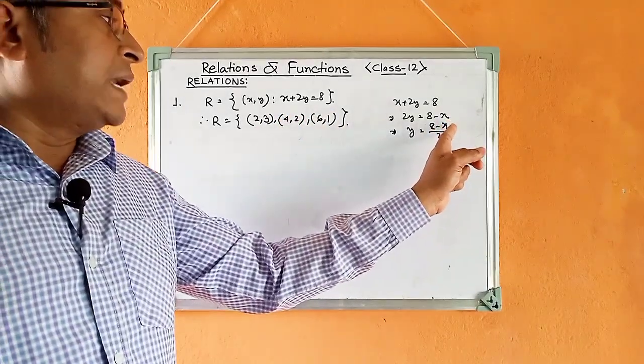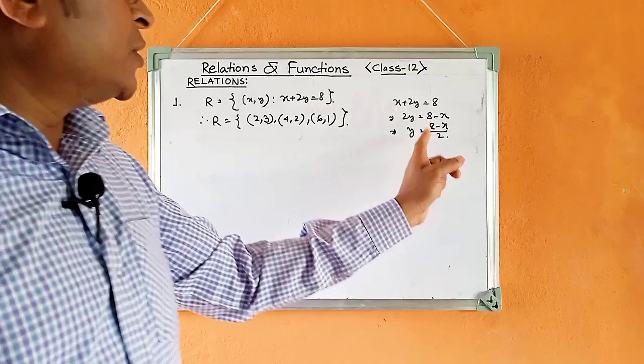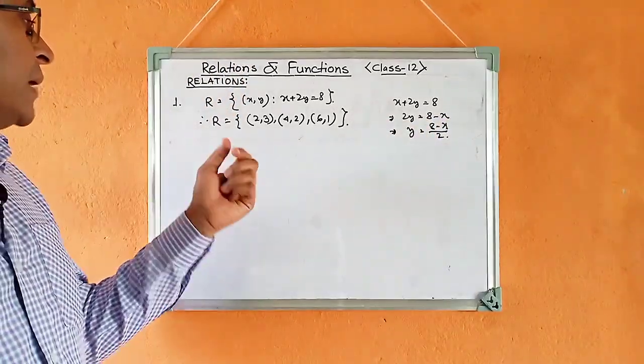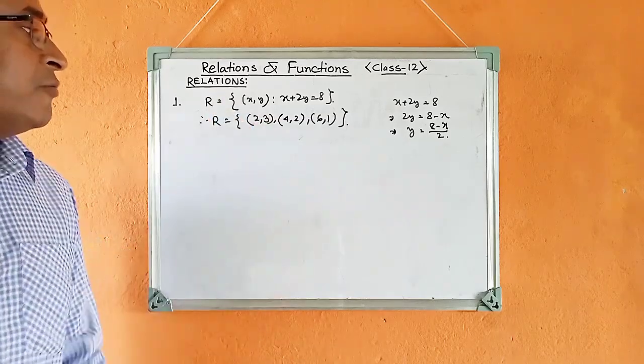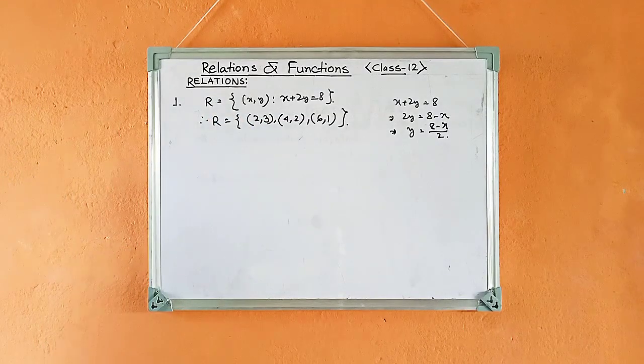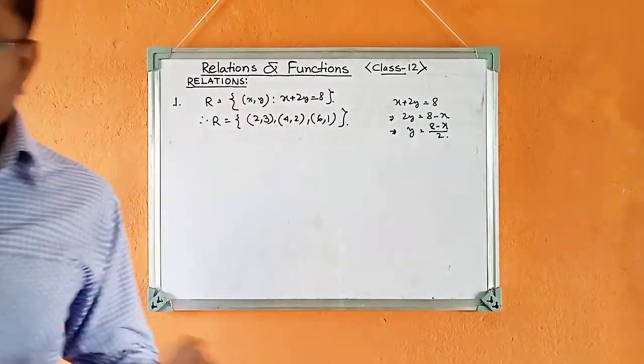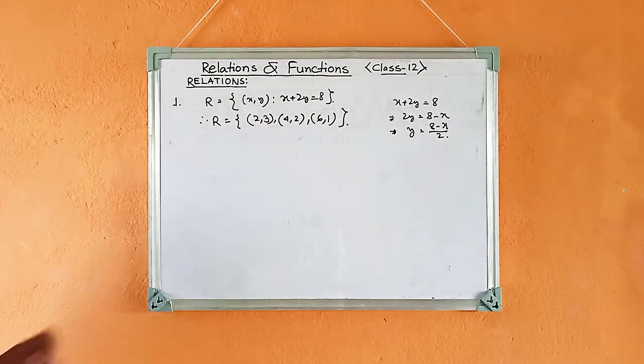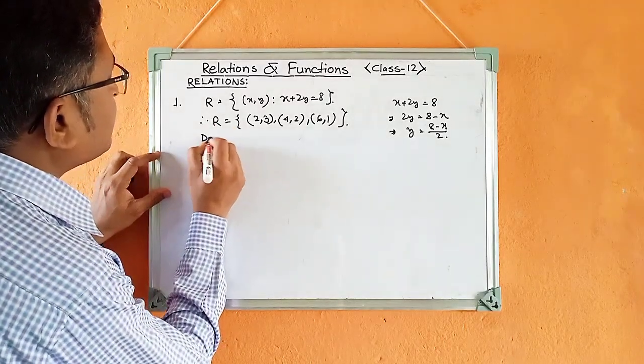If we put x = 8, then 8 minus 8 is 0, 0 by 2 is 0, and 0 is not a natural number. That is why R = {(2, 3), (4, 2), (6, 1)}. This is the relation. Now the question is to find the domain, range and codomain. First of all, the domain.